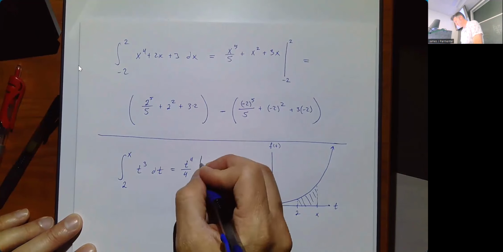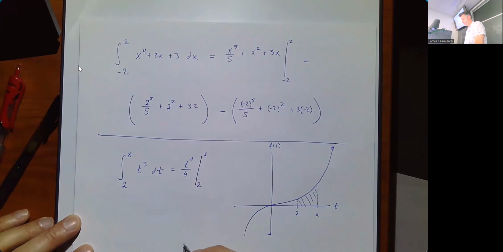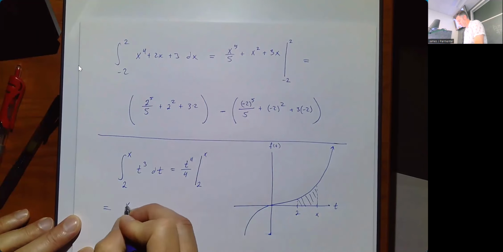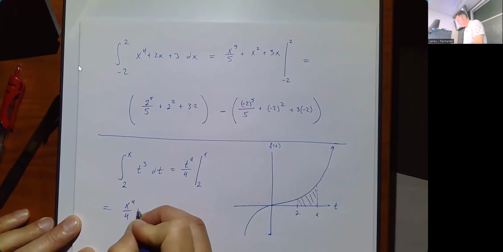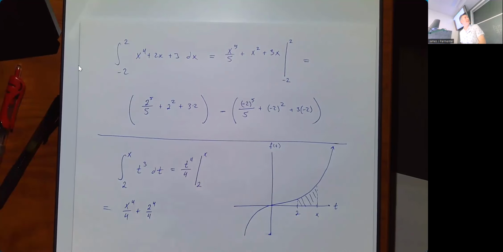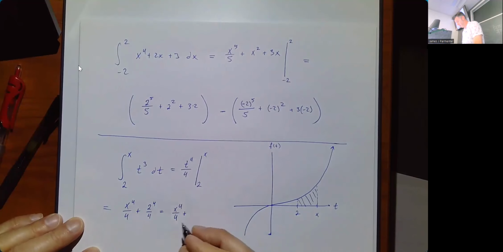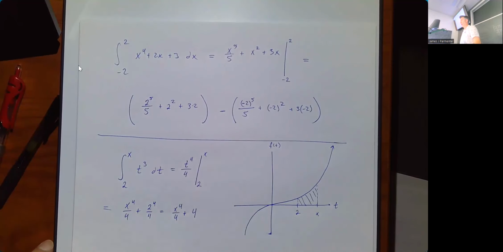And we're going to substitute in our upper and our lower limit. So I'm going to get x to the 4th over 4 plus 2 to the 4th over 4. It's not really necessary, but I'm going to simplify this just because it makes it look a little bit nicer. It's x to the 4th over 4. 2 to the 4th is 16. 16 divided by 4 is 4.